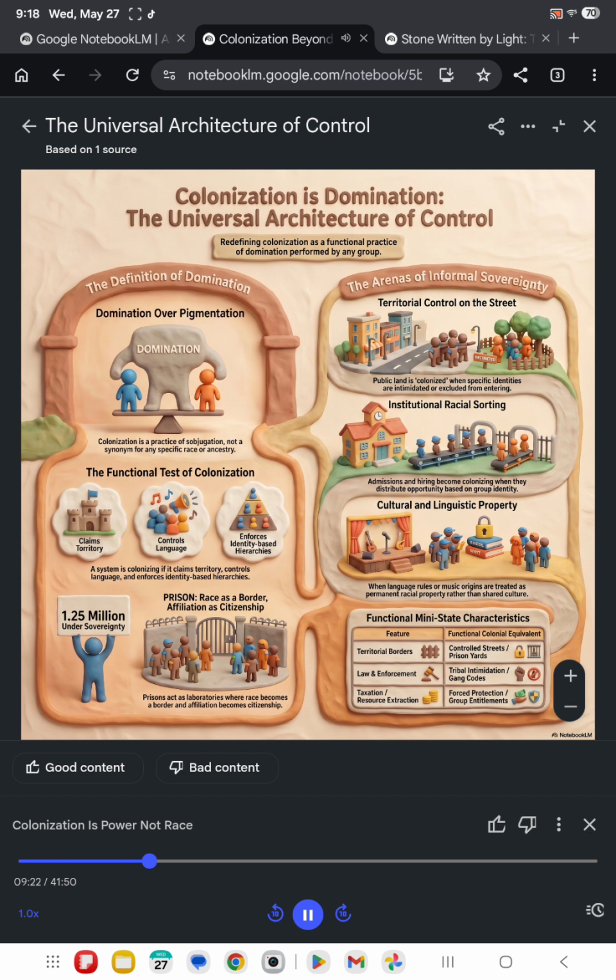Okay, but I have to push back here because this feels like a massive leap the author is making. How so? Well, we usually think of gangs strictly as criminals, right? They are lawbreakers who sell drugs or steal cars. To call a street gang a colonizer or a miniature state sounds, I don't know, a bit dramatic. How does the text differentiate between mere street crime and actual colonization?